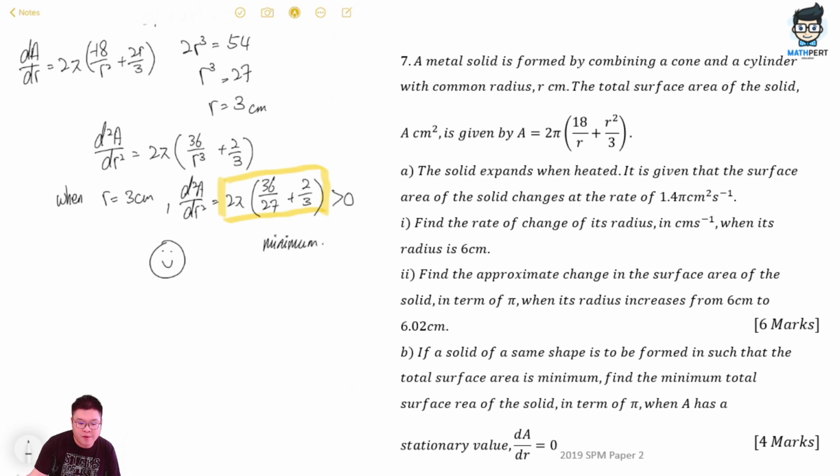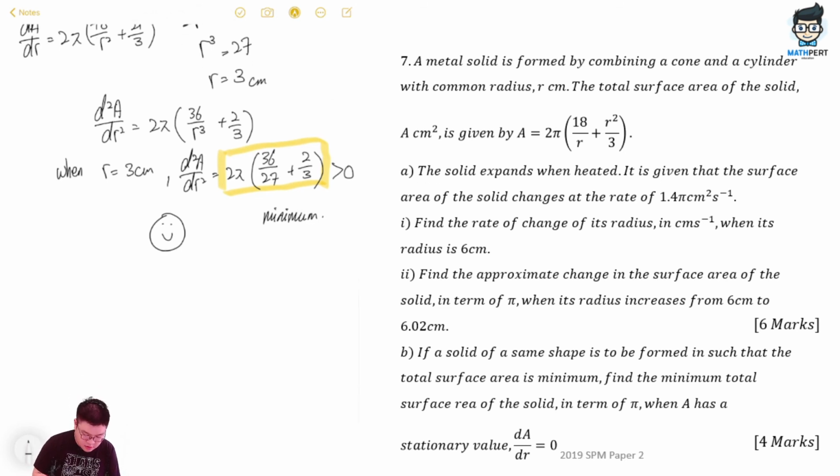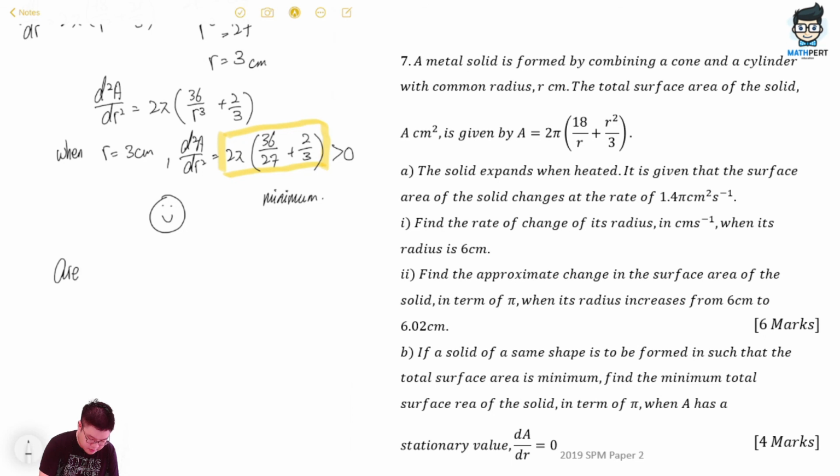So the question requirement is find the minimum total surface area. So we already have the minimum radius. So therefore the area will be, so what will be the area formula? So area formula is over here. 2 pi, okay, we need to get the minimum total surface area in terms of pi. So we leave pi at the end. So 2 pi multiply 18 over r is 3 plus 3 square over 3.